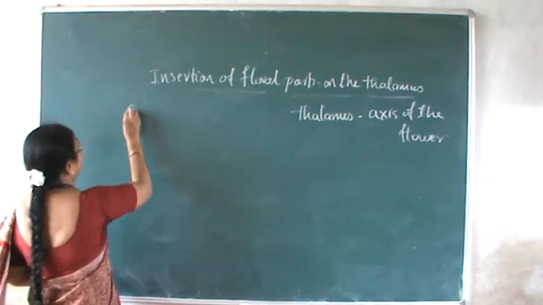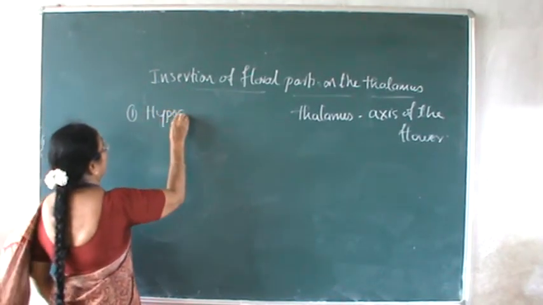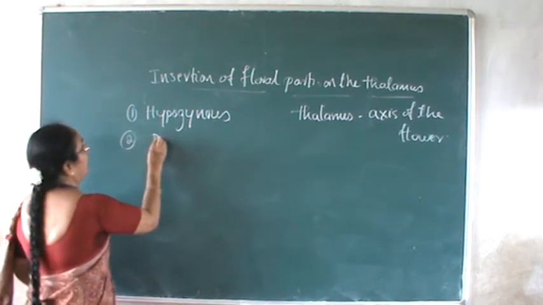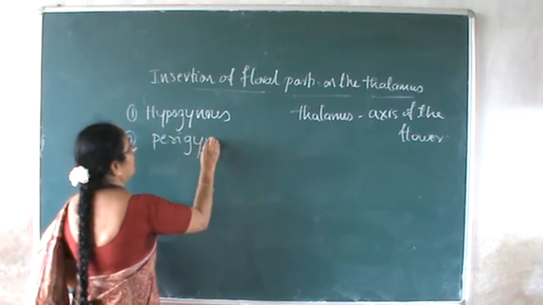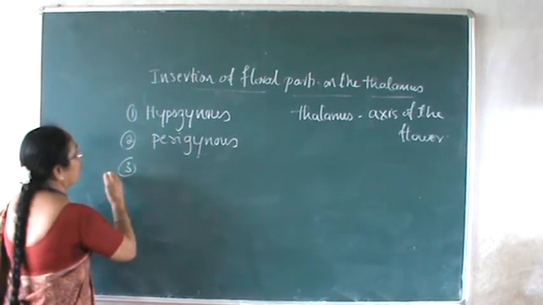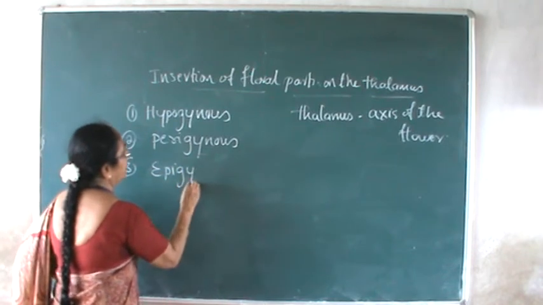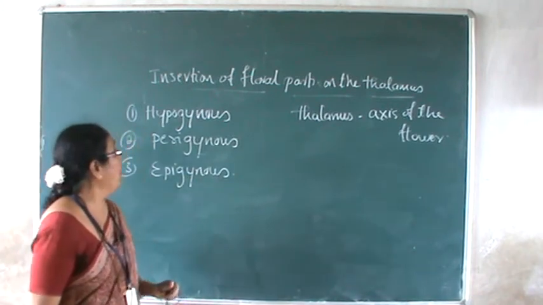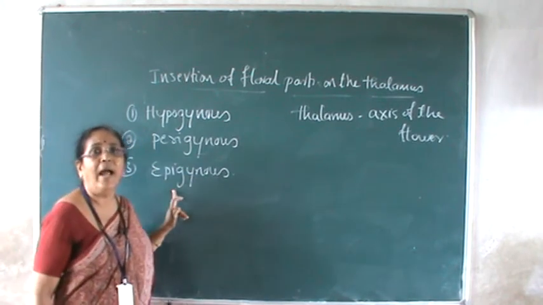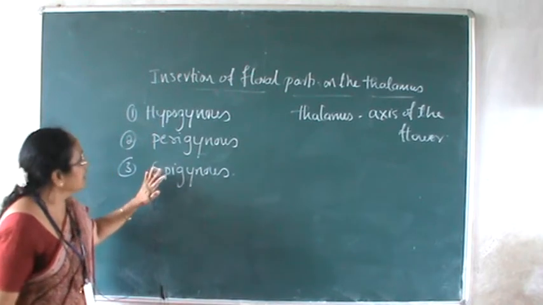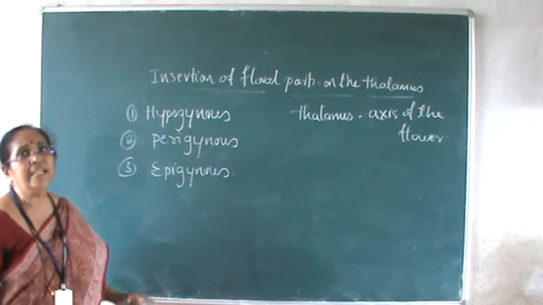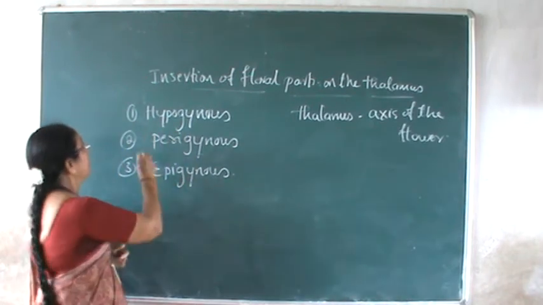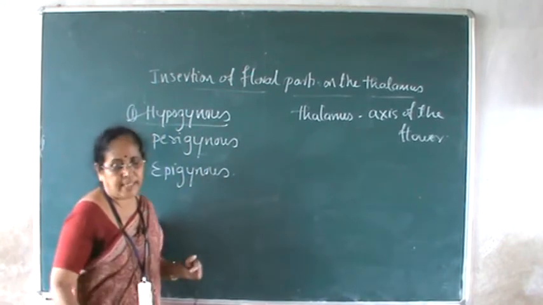The first one is called hypogynous flower. The second is called perigynous. The third type of flower is called epigynous flower. Okay? There are 3 different types of flowers: hypogynous, perigynous, and epigynous. These are the 3 different types of flowers based on the insertion of floral parts on the thalamus or on the axis. I'll start with the first one, hypogynous.